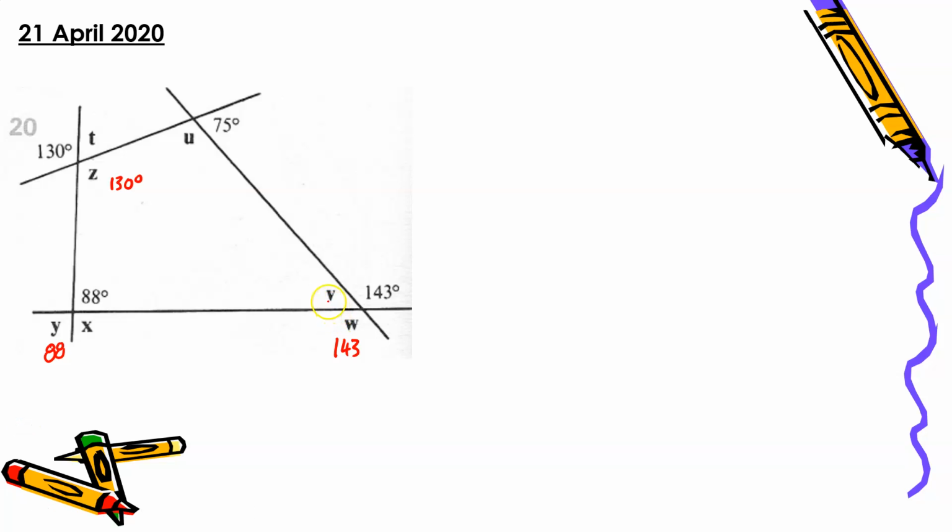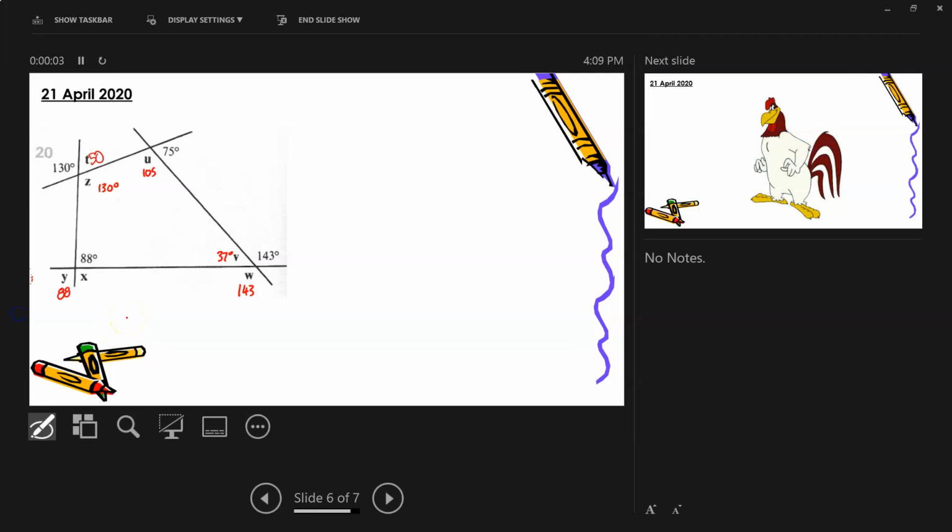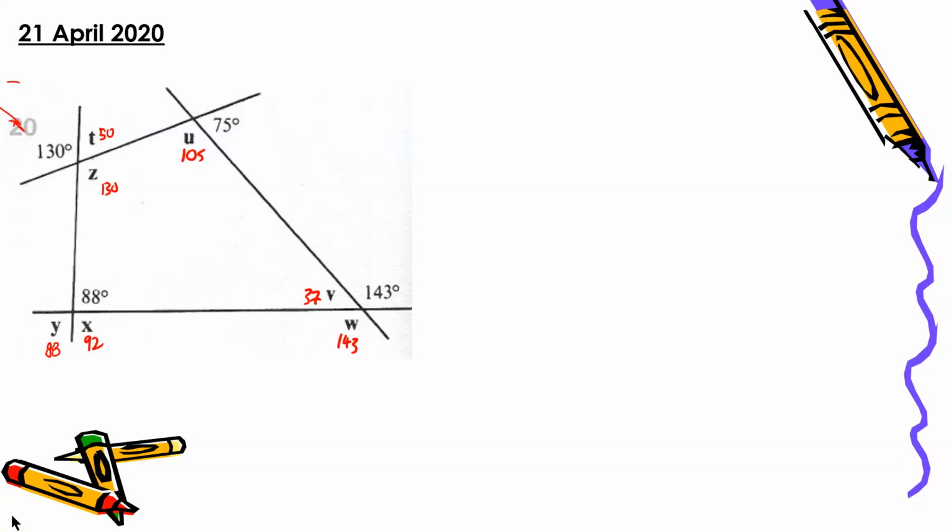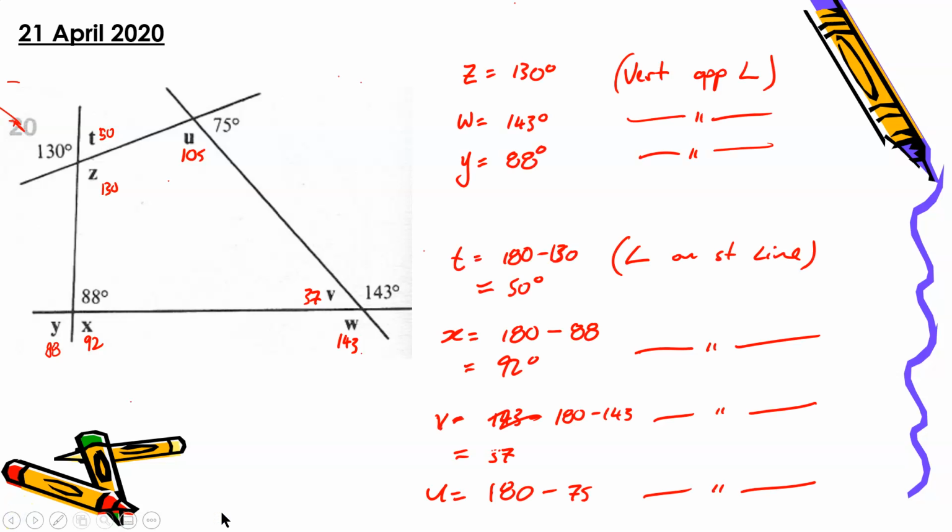So you've got 143, so V must be equal to 37. T must be equal to 50. U must be equal to 105. And then X must be equal to 90. T must equal 50. So the other thing is to make sure we write our answers with reasons. And there we go.